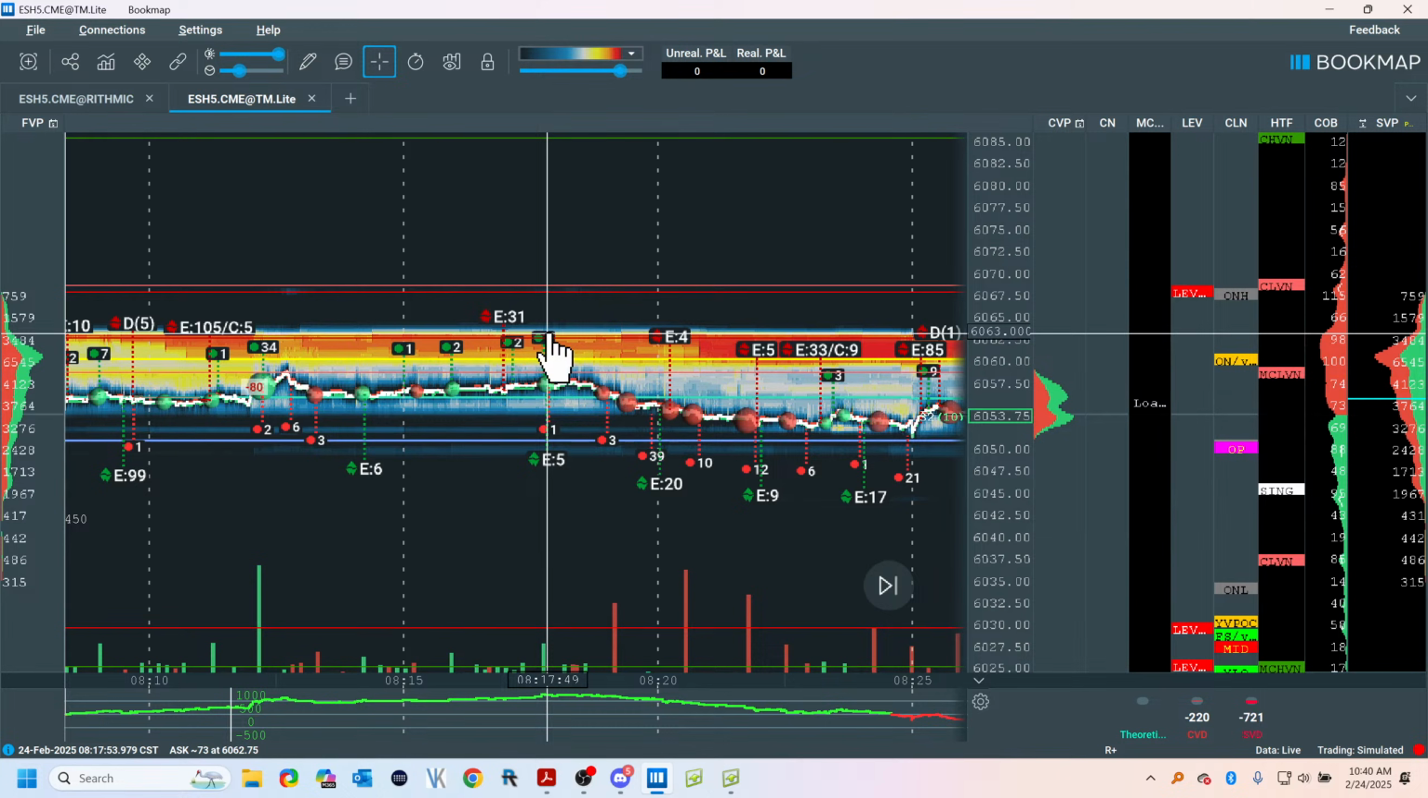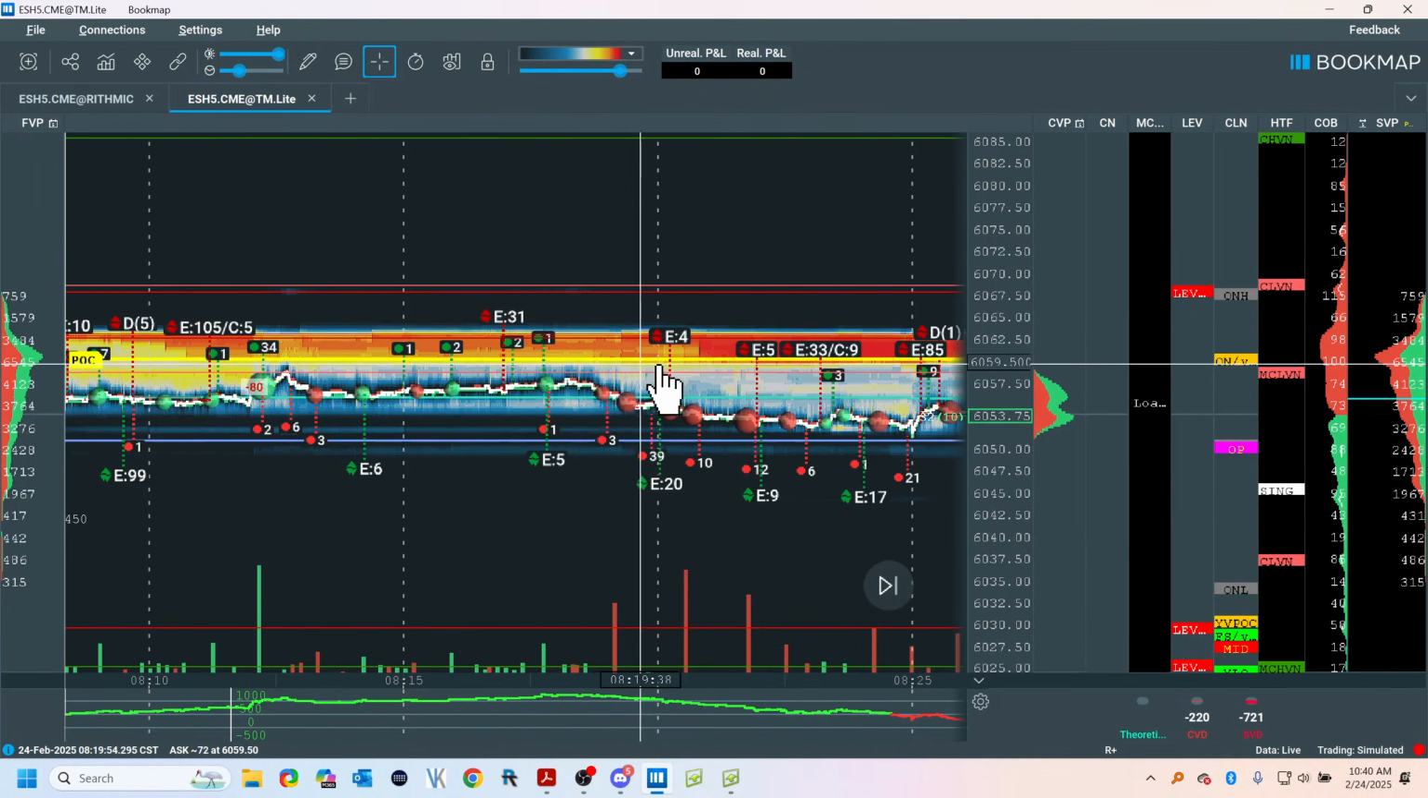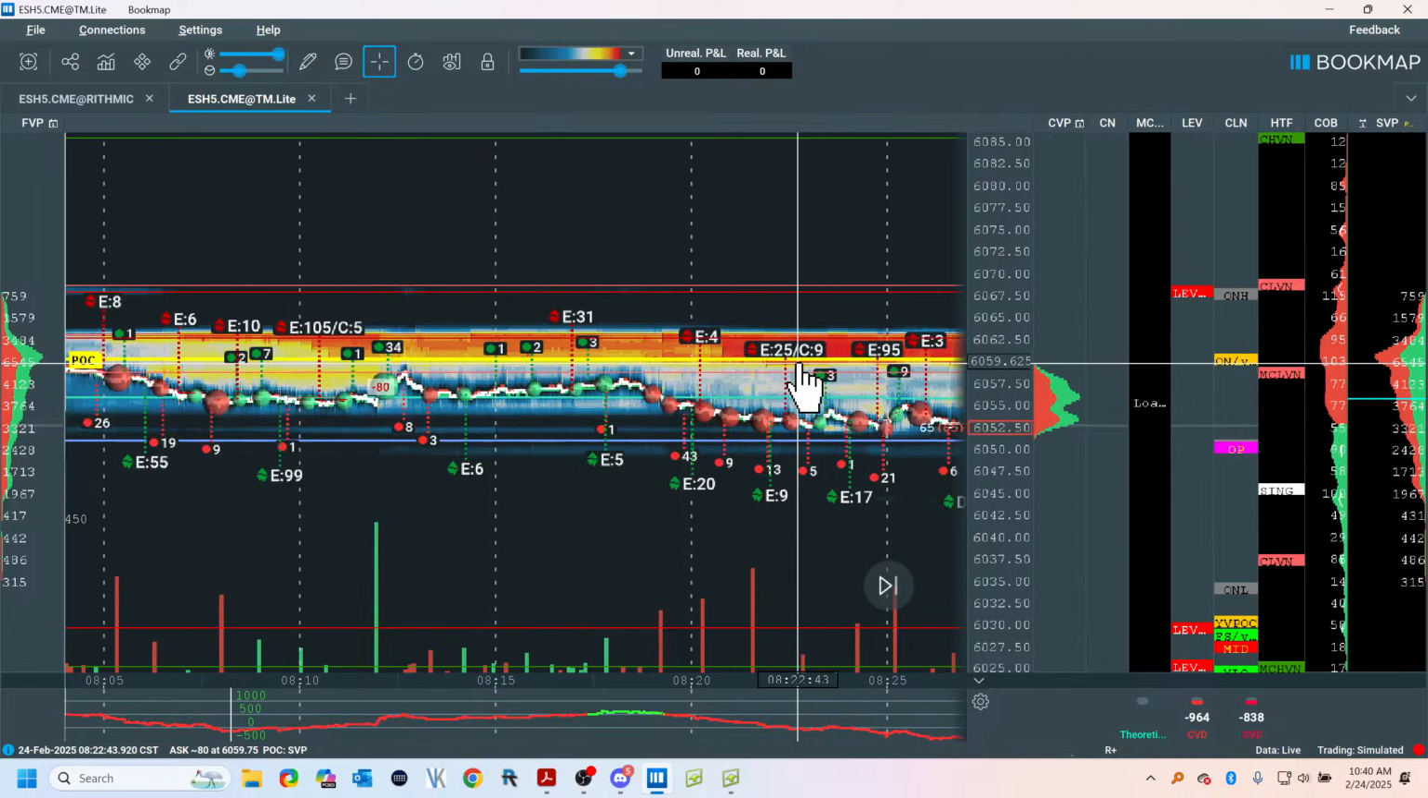Now, this is the developing volume point of control in the ETH. Watch. There's over an 80% probability we're going to test this. Now, past performance is not indicative of future results. You've got to vet all this for yourselves. So, what are we looking for?